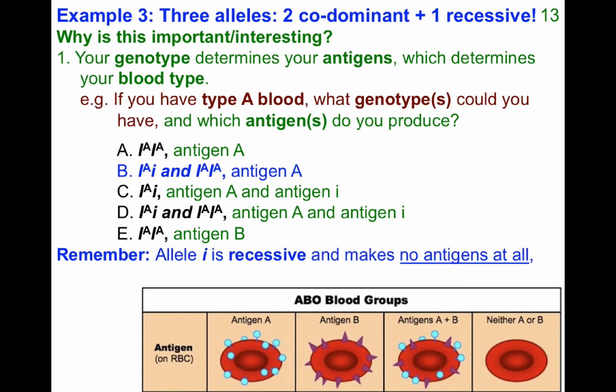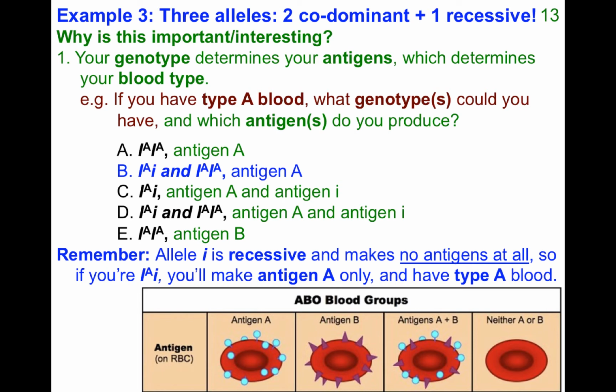Okay, so remember that the small i allele is small i because it's recessive. It's fully recessive to both the A and B alleles, and it makes no antigens at all. So if you're big A and small i, you'll still only make antigen A, and therefore have type A blood. All right.